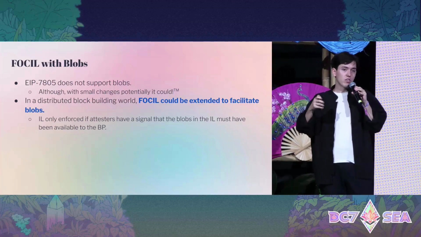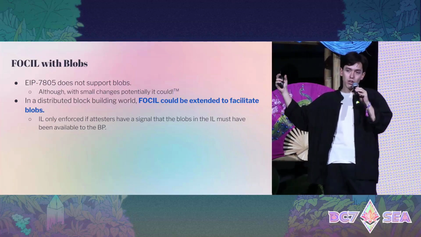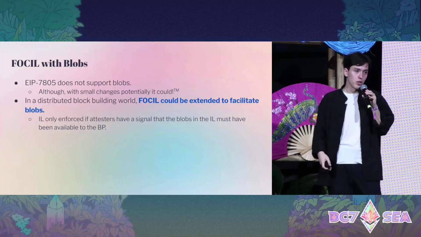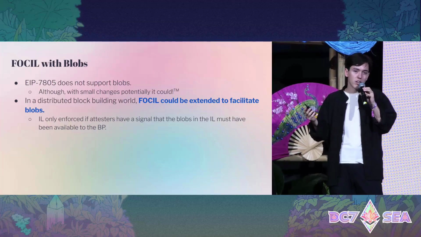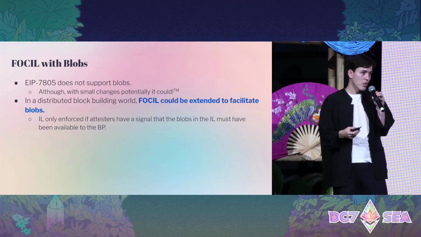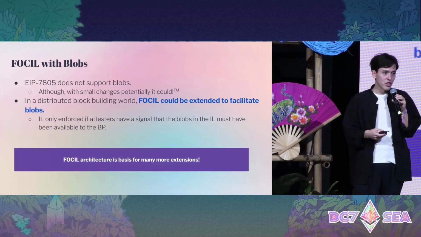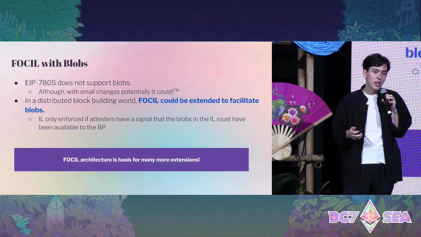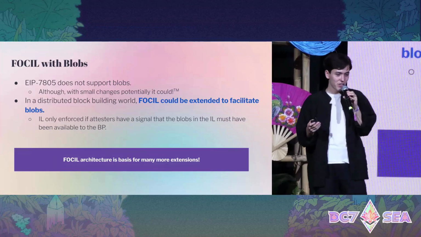So then we could extend FOCIL with some extra condition where the attesters have a good view of whether the data is available or not to, again, prevent split view types of attacks. The important thing here is that this fully builds upon the architecture that we're proposing within FOCIL. So FOCIL is very future compatible. FOCIL architecture is the basis for many more extensions. These are just 2 examples, but you could go crazy with this, and I think it's a very interesting design space.